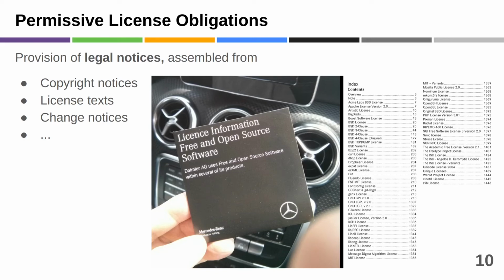The infotainment stack of a car is a huge piece of software these days, 150 million lines of code. There's a lot of open source in there. So compiling all this information, the legal notices, can be a lot of work. Here, up to 1500 pages. And today, 5 years later, certainly much more.